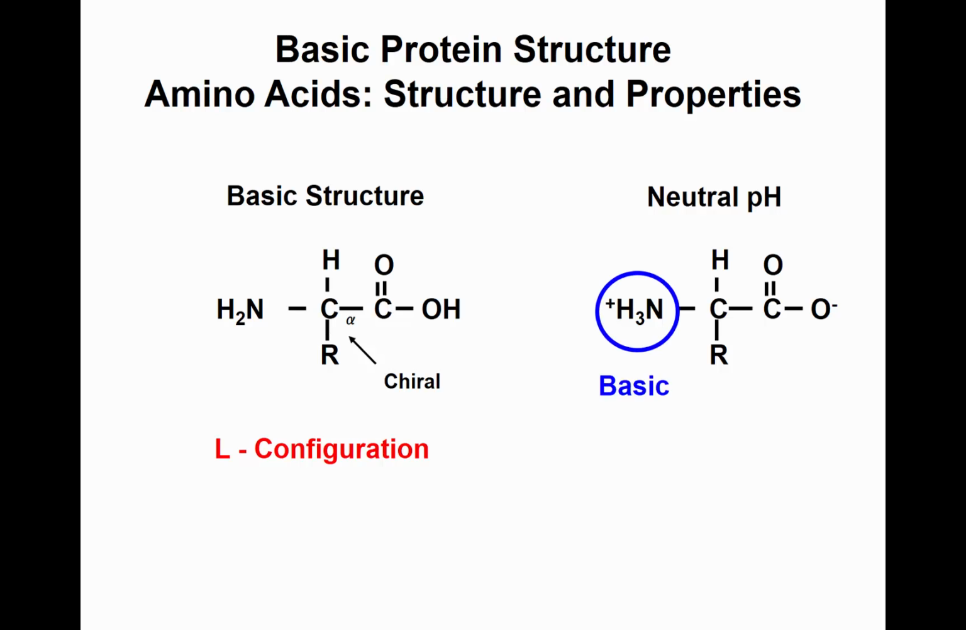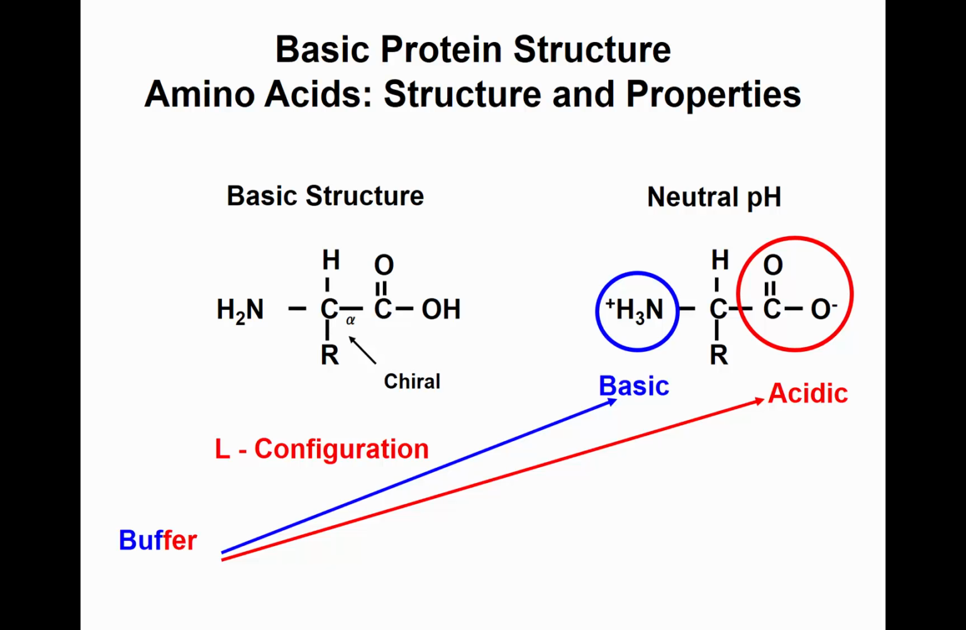Okay, so we have the basic group, we have the acidic group. That's what makes proteins buffers. They call proteins natural buffers, excellent buffers. Why? Because they resist change in pH. When you titrate with an acid, guess what's going to happen? The acidic group is going to pick up hydrogen and the pH will not change.